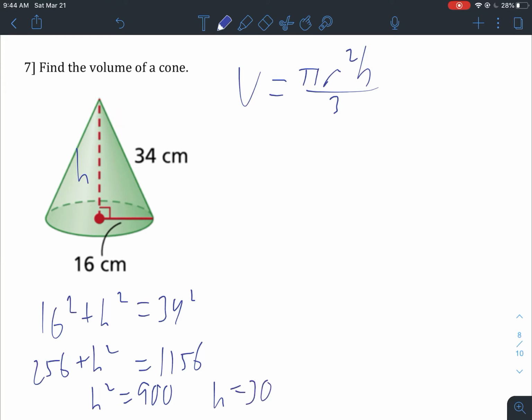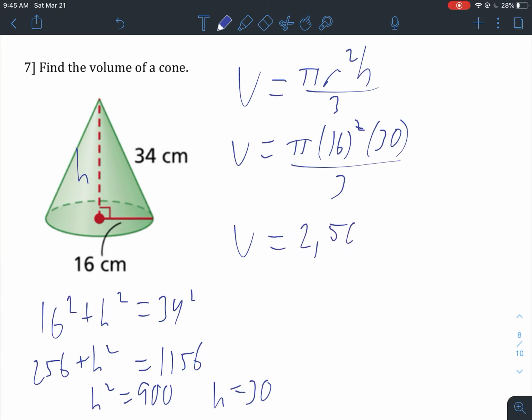Okay, so now we have everything we need. Type that in our calculator. It doesn't tell us what to do for this one, so we'll just keep it in exact form. 2,560 pi cubic centimeters.